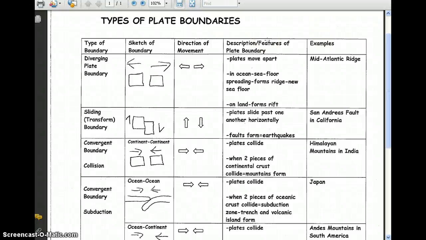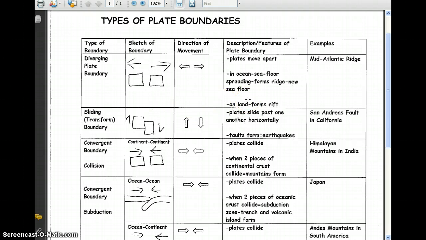In class, we've talked about the different types of plate boundaries. There's three different types of plate boundaries you need to be aware of. The first one we're going to talk about is a diverging plate boundary, also known as a divergent plate boundary. This is where the plates move apart from one another. So they're moving away from one another.